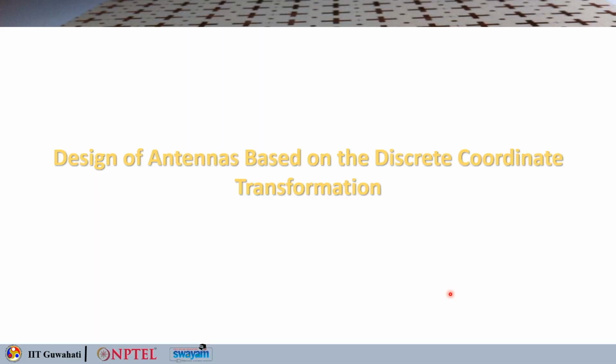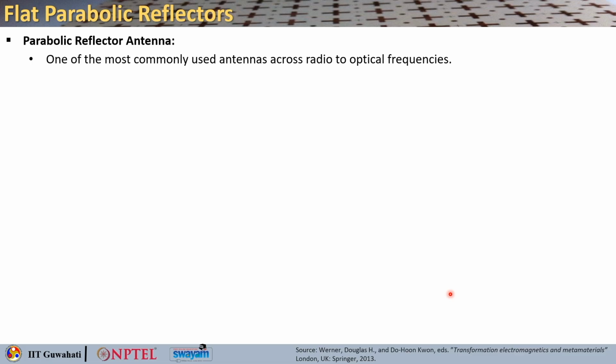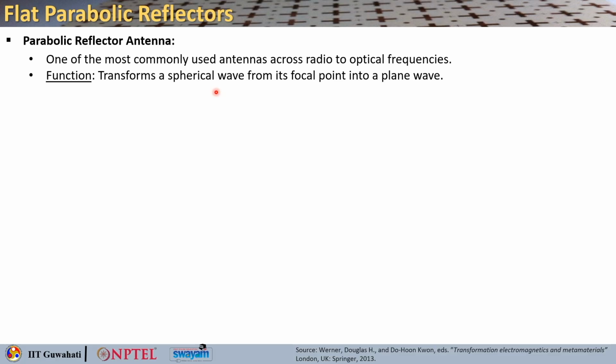Now let us look into the design of antennas based on the discrete coordinate transformation. So the first example we will be taking here is the design of flat parabolic reflectors. Parabolic reflector antennas are one of the most commonly used antennas across radio and optical frequencies. Their main function is to transform a spherical wave from its focal point into a plane wave, right.